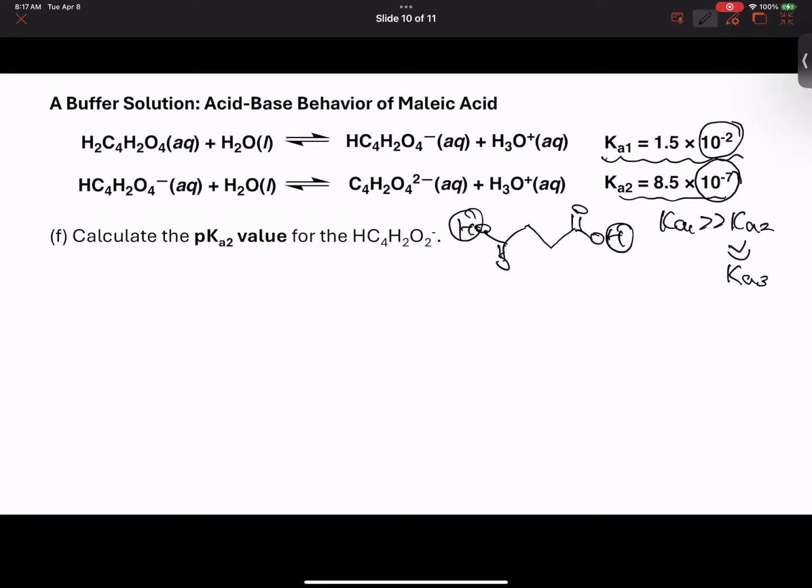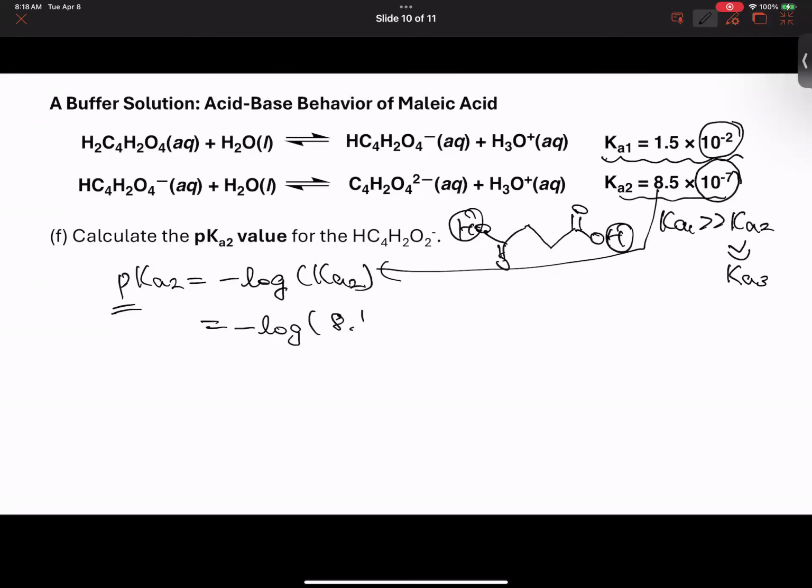Okay, calculate the pKa2 value for this hydrogen malate ion. Look at the definition of pKa value. It is the negative log, that p function definition, negative log of Ka2, and simply plug in those values into Ka2. So it is negative log of 8.5 times 10 to the negative 7, and write this one with 2 decimal places. So then the value is 6.07.